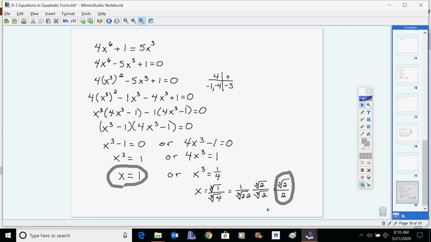Here's my second answer. The other answers are hiding in some other form or they're duplicate answers, but we've managed to find all of the answers that are there. So x equals 1 or x equals the cube root of 2 over 2.